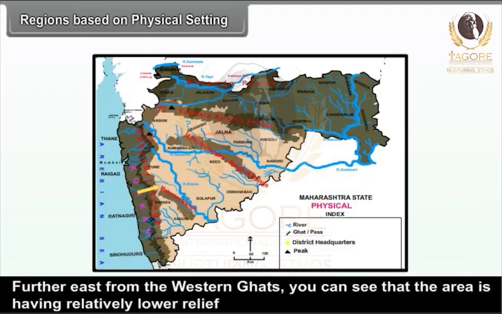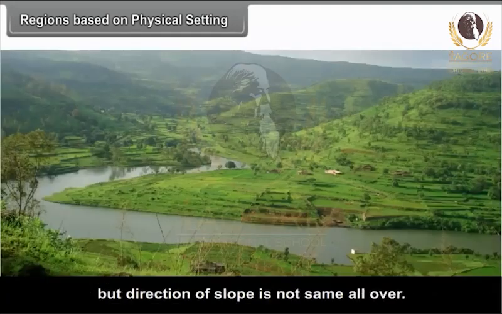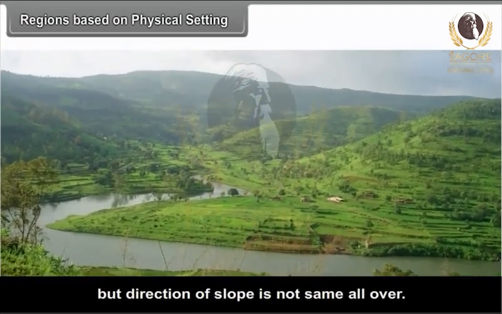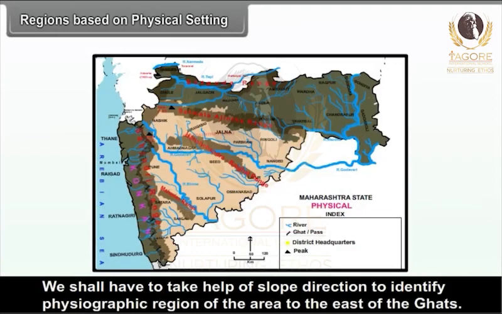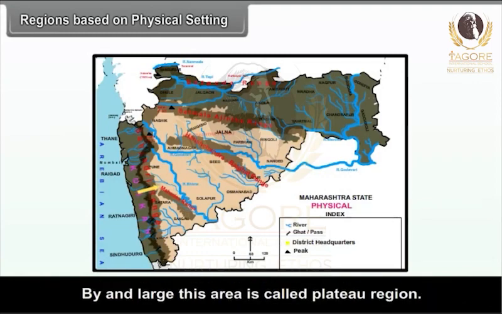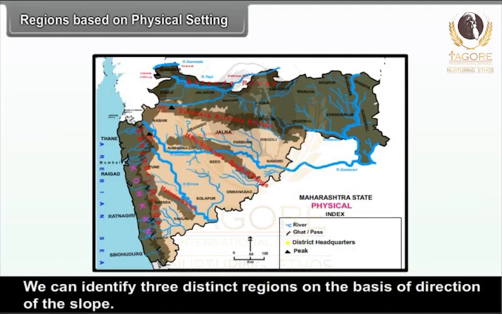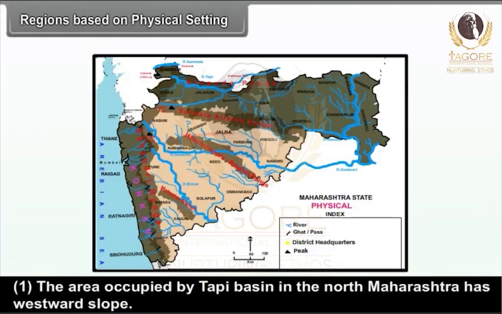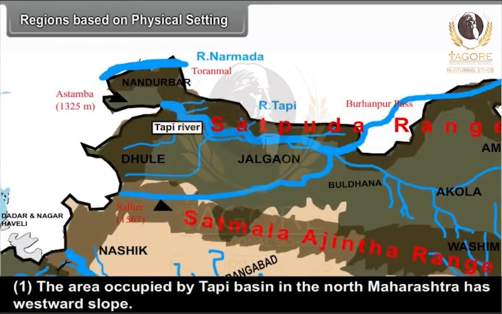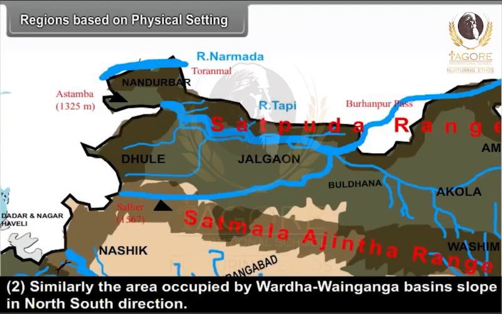Further east from the Western Ghats, you can see that the area has relatively lower relief, but the direction of slope is not the same all over. We shall have to take help of slope direction to identify physiographic regions of the area to the east of the Ghats. By and large, this area is called the plateau region. We can identify three distinct regions on the basis of direction of the slope. Number 1. The area occupied by Tapi Basin in North Maharashtra has a westward slope. Number 2.